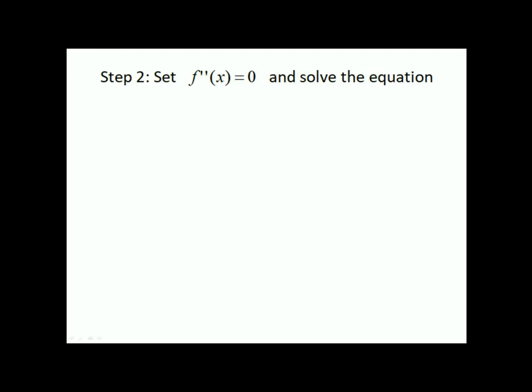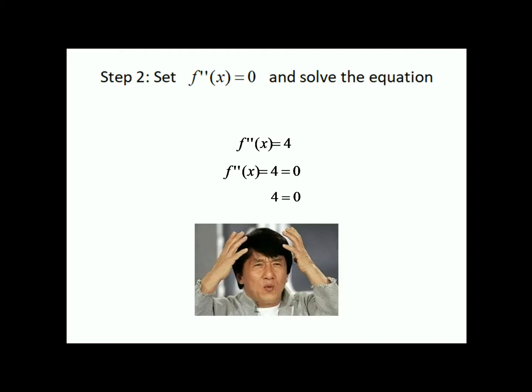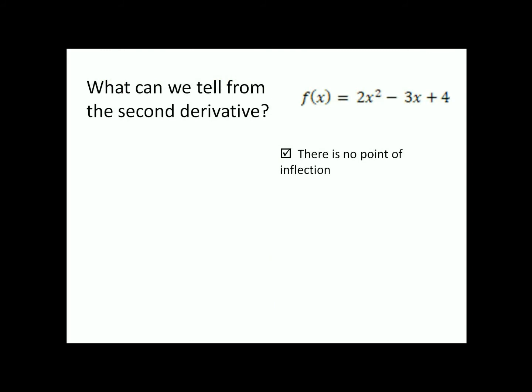Now, the next step in trying to find whether there is an inflection point or not is to set the second derivative equal to 0 and solve the resulting equation. But here's a problem. This is our second derivative, and this is what it looks like when we set it equal to 0. Well, obviously this doesn't make any sense, because this is not even an equation really. How are we going to solve it? Well, just based on this, we can say there is no point of inflection.